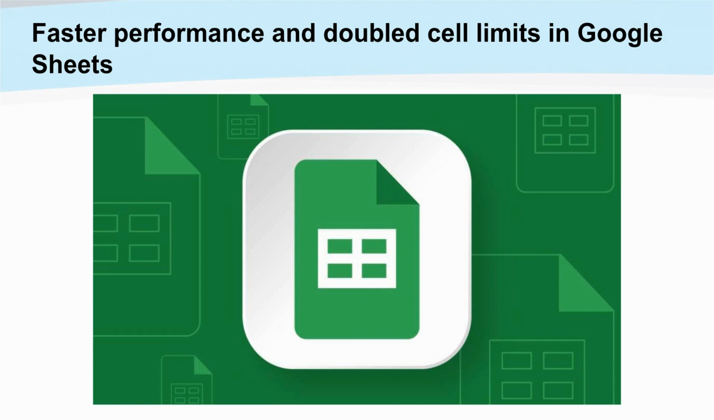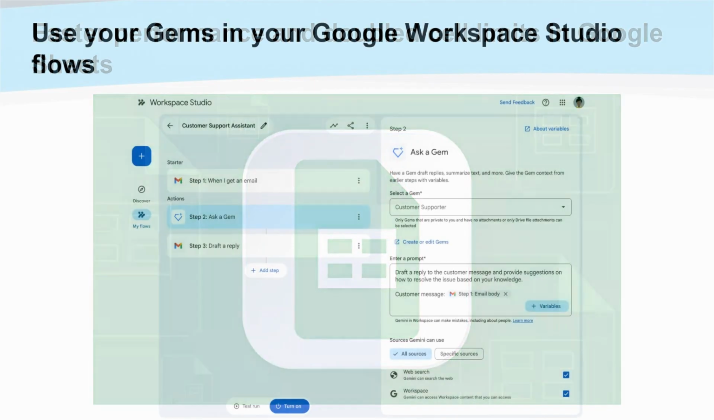Also, if you're one of those who are hitting that cell limit of 10 million cells, there is now an open beta for doubling the capacity up to 20 million cells. This is a beta program, so if you are interested, you can reach out to us and we can help you sign up for that beta to double your sheet limits.